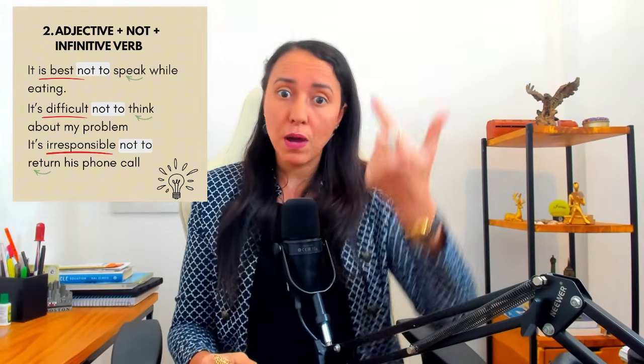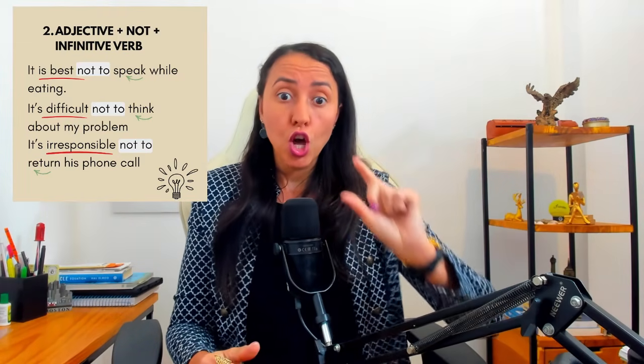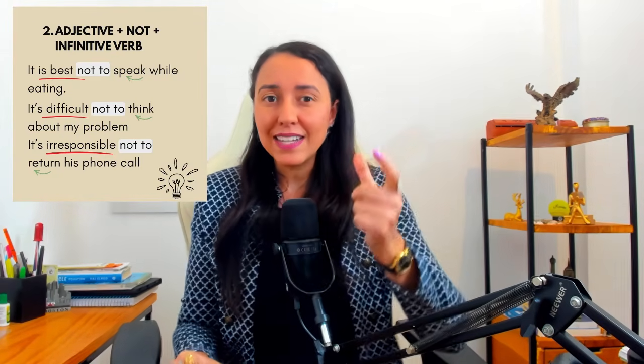It's irresponsible. So it is irresponsible. This is affirmation. It is irresponsible not to return his phone call. So he called you. Call him back. You should call him back. Not returning his phone call is irresponsible. So that's the idea with the second structure.